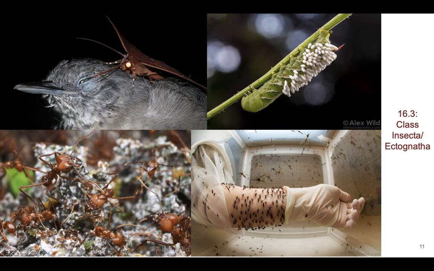And these here, you might be able to guess what these are. These are leafcutter ants that are gardening fungus. So some insects are even gardeners and will grow their own food.